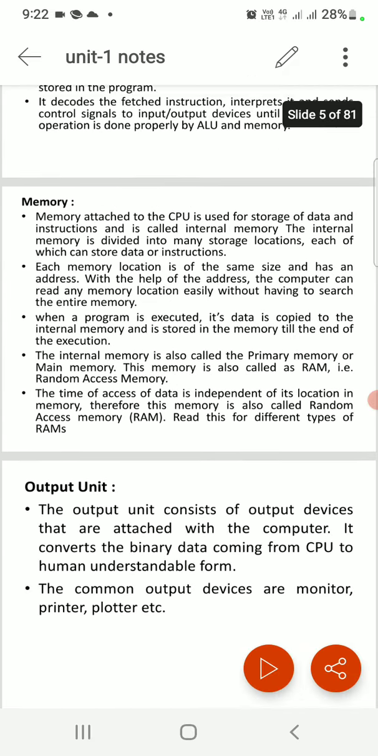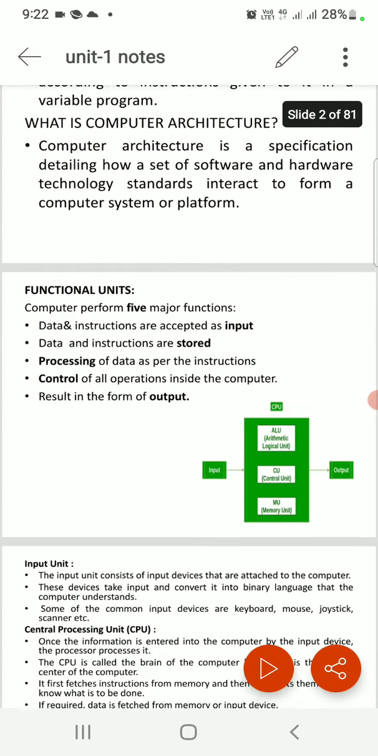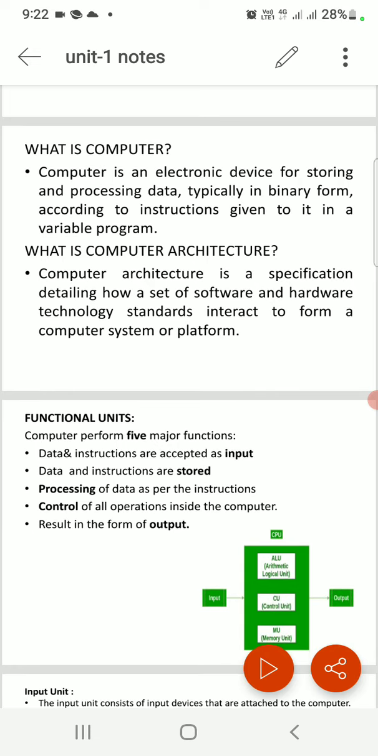First of all, what is meant by computer architecture, and what is meant by computer? A computer is an electronic device for storing and processing data in binary form according to the instructions given to it in a variable program. What is architecture? We are going to build the computer. How are we going to build it? Computer architecture is a specification detailing how a set of software and hardware technology standards interact to form a computer system or platform. This is called computer architecture. We build the software using the hardware.